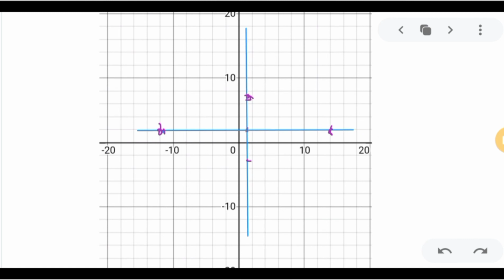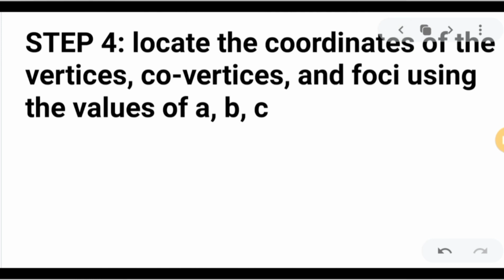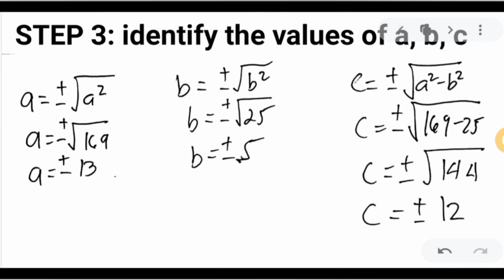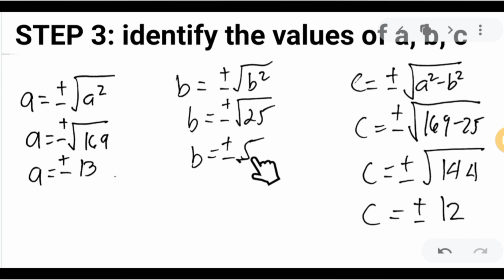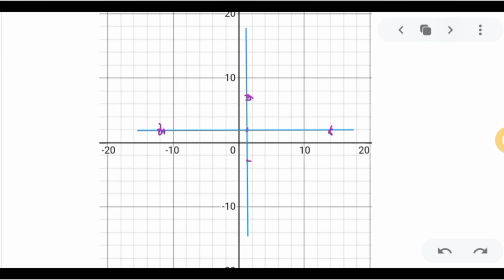And then, the first thing that you need to do is plot the value of your a, or the vertices, which is 13. So, from here, count 1, 2, 3, 4, 5, 6, 7, 8, 9, 10, 11, 12, 13. And then 13 on the same side here. And then, for the value of your b, that is 5. Okay, so that is 1, 2, 3, 4, 5 here. And then, on the bottom part as well, that is 1, 2, 3, 4, and then 5 here.